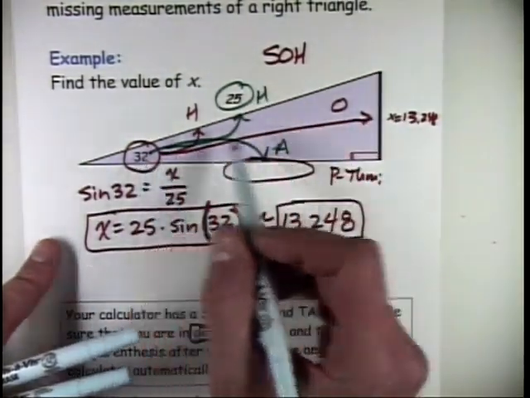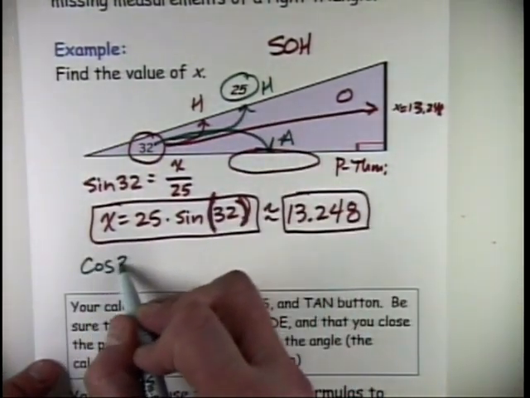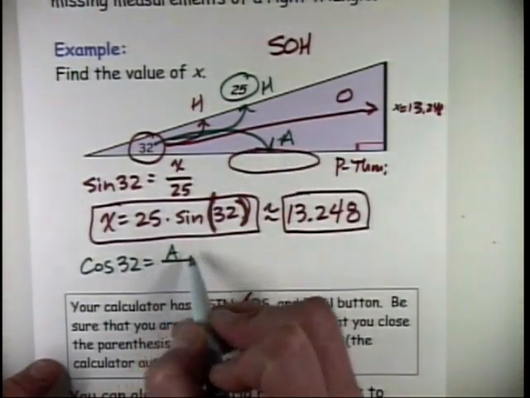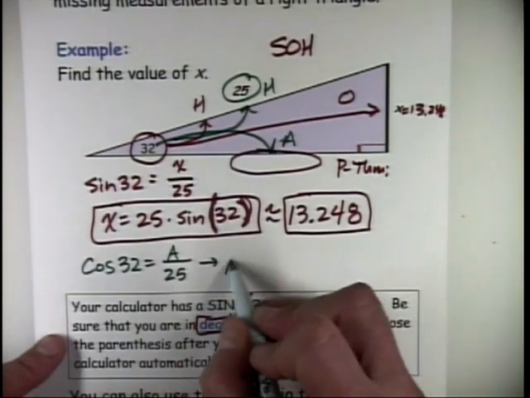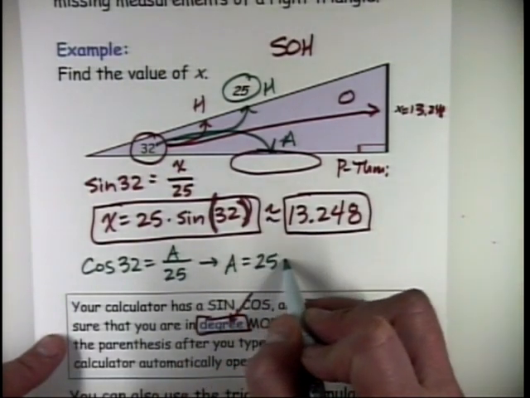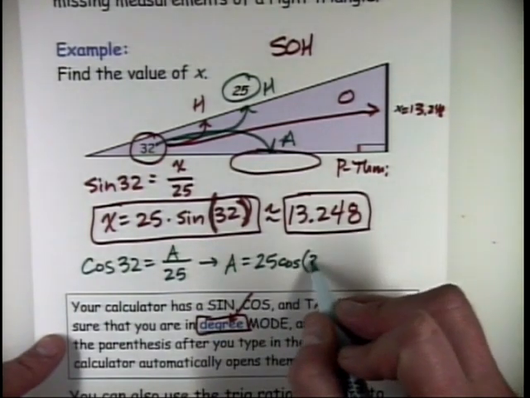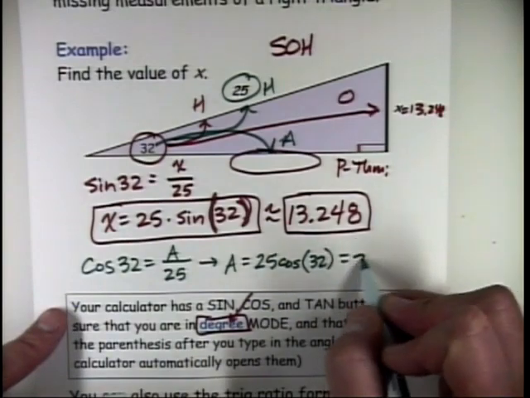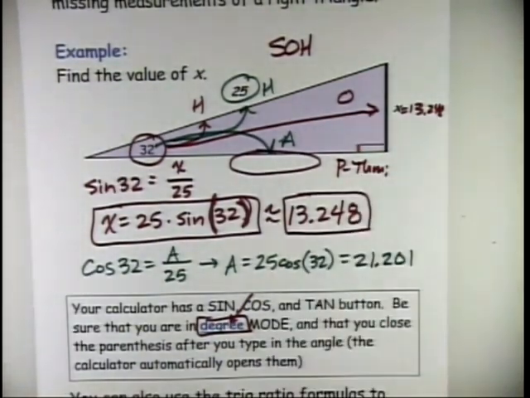So now in relation to 32, that's a and h, I can set up another ratio. Cosine of 32 is my unknown side length a over the hypotenuse, which is 25. And if I solve for a, I get a equals 25 cosine, open parentheses on your calculator, 32, close them up, and then you can punch that in, and I believe you'll get 21.201-ish, and you could verify that by using the Pythagorean theorem.